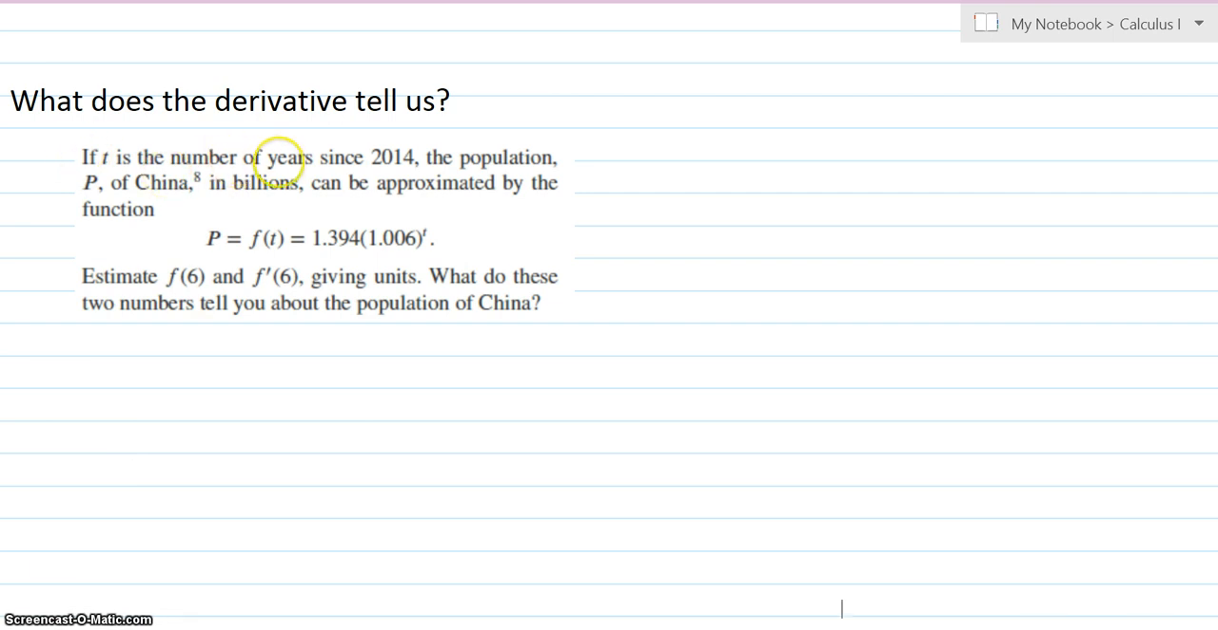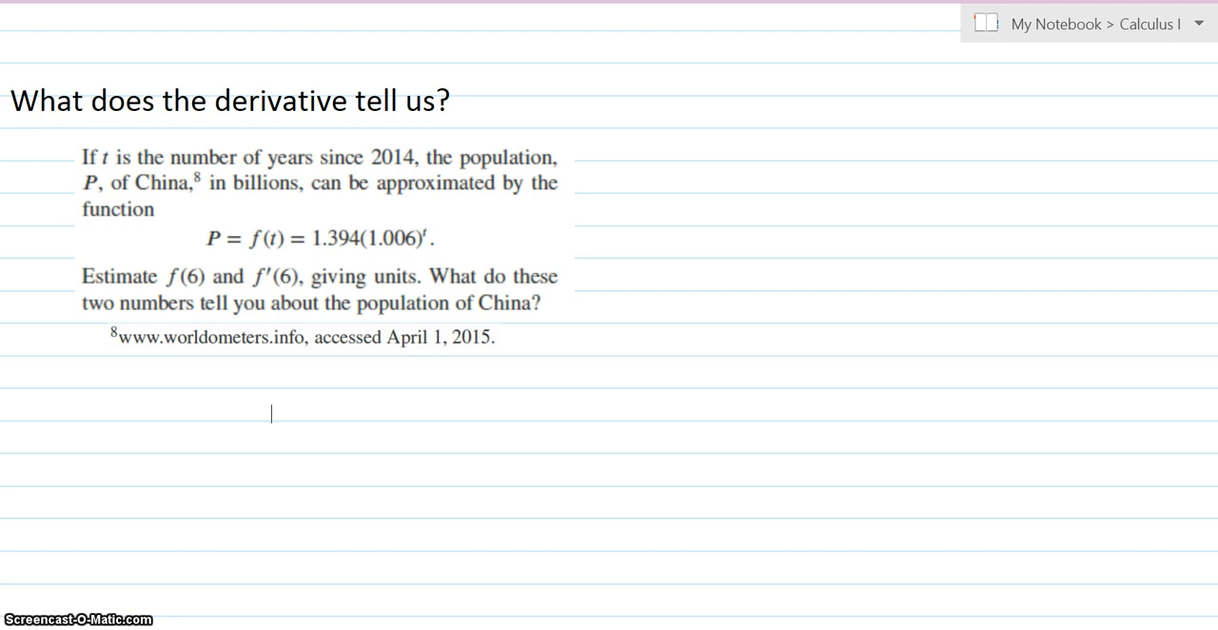If t is the number of years since 2014, the population of China in billions can be approximated by this function. We're going to estimate f of 6 and f prime of 6, giving units. What do these two numbers tell us about the population of China? This is a problem from our book, by the way. At the bottom, it tells us where this problem came from. Here's the website. So they modeled this problem from real data.